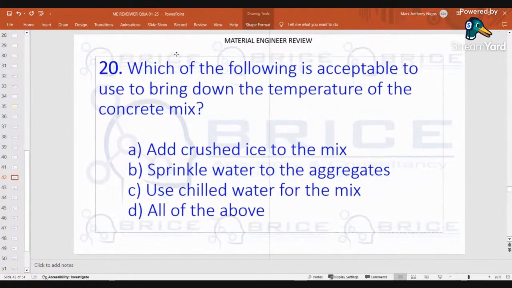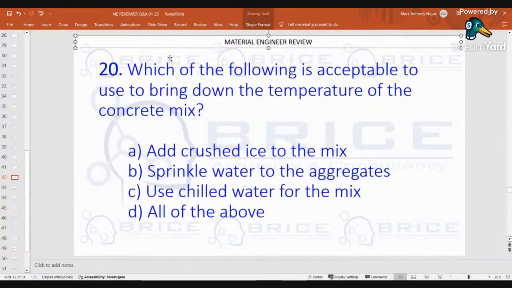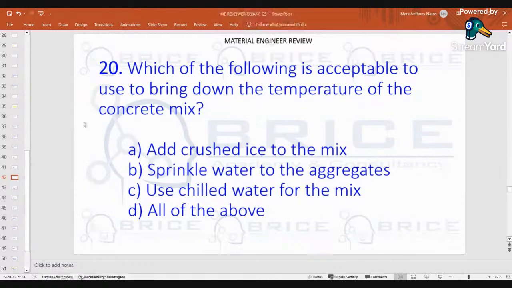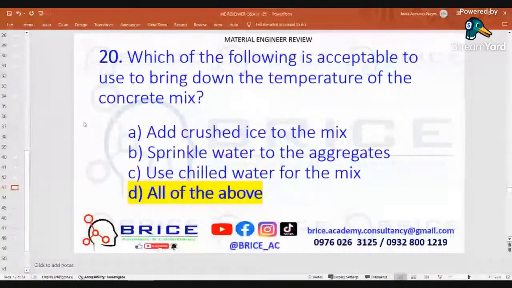Number 20. Which of the following is acceptable to use to bring down the temperature of the concrete mix? A, add crushed ice to the mix. B, sprinkle water to the aggregates. C, use chilled water for the mix. And D, all of the above. The answer is D, all of the above.